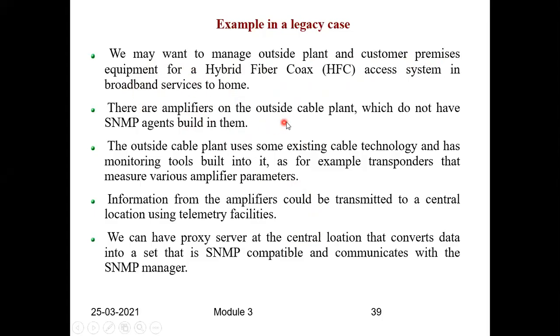There are amplifiers on the outside cable plant which do not have an SNMP agent built in them. The outside cable plant might use some existing cable technology and has monitoring tools built into it, as for example, the transponders that measure various amplifier parameters. Now, this information from these amplifiers, we can transmit to a central location using the telemetry facility. So this is the scenario of the system.